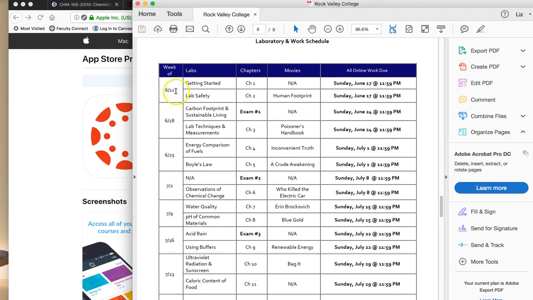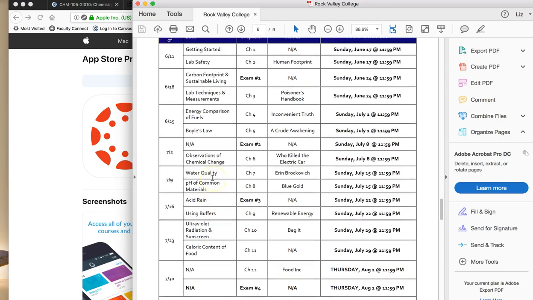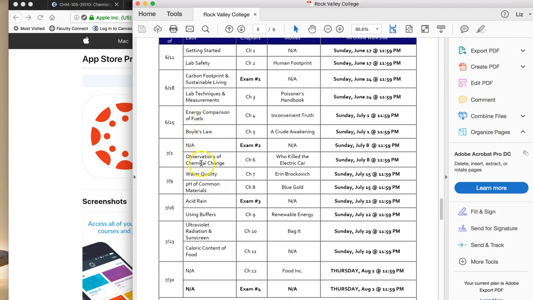So starting Monday, June 11th, these are the things you've got to be doing. 2 labs, 2 chapters, reading and homework, and then you've got 1 movie the first week, and it's all due Sunday, June 17th, just before midnight. And then again, you can kind of see how this goes. So every couple of chapters we have an exam. Some weeks you have 2 labs, some weeks you have just 1. Same thing with the movies. Some weeks you've got 2 movies to watch.